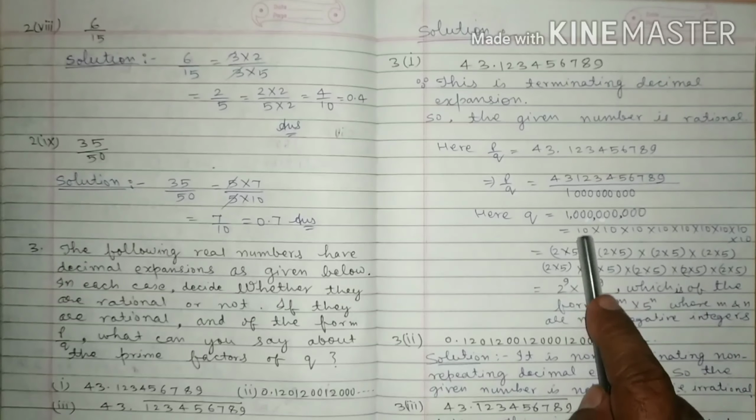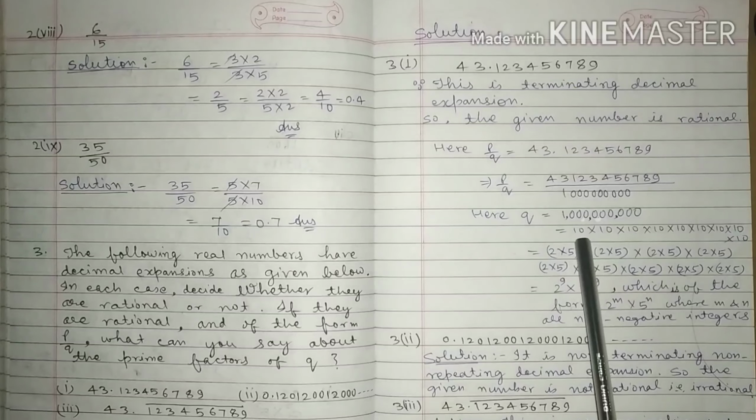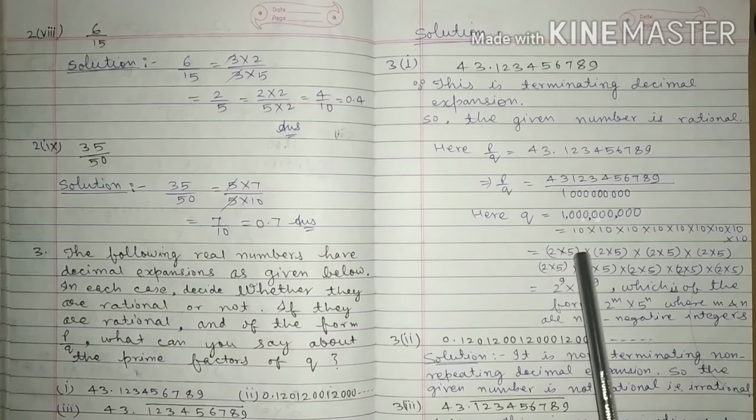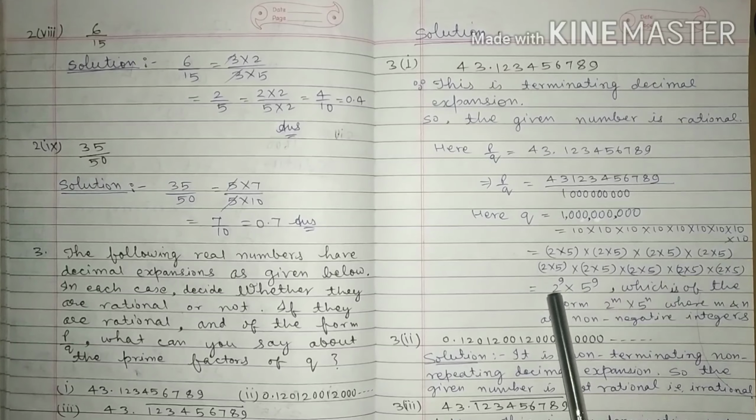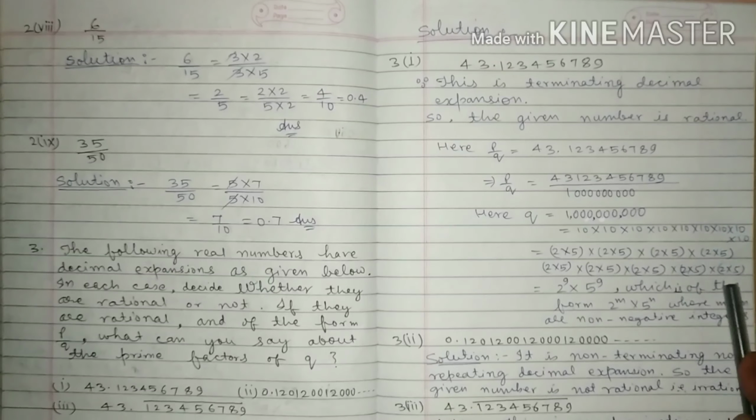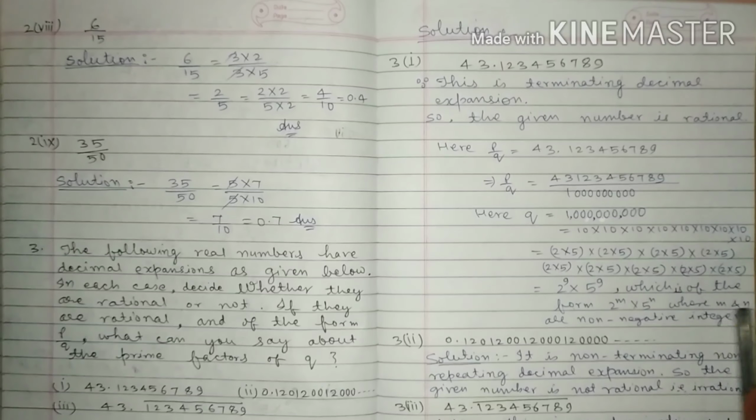This can be written as 10 into 10 into 10, 9 times. Each 10 can be written as 2 into 5. So 2 into 5 is repeated 9 times. This equals 2 to the power 9 into 5 to the power 9, which is of the form 2 to the power m into 5 to the power n, where m and n are non-negative integers.